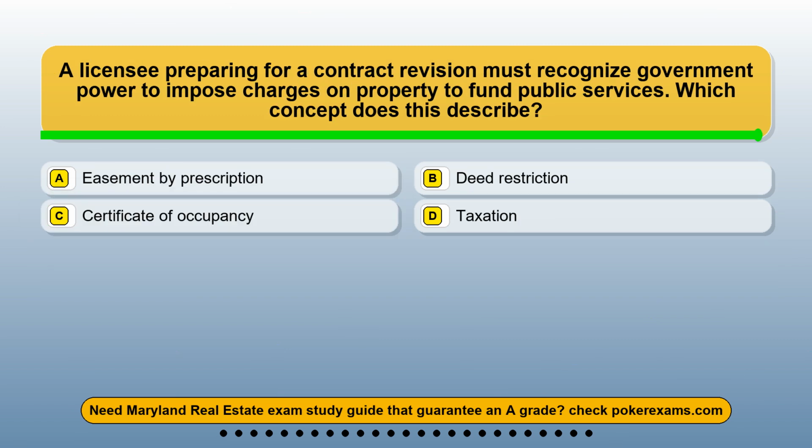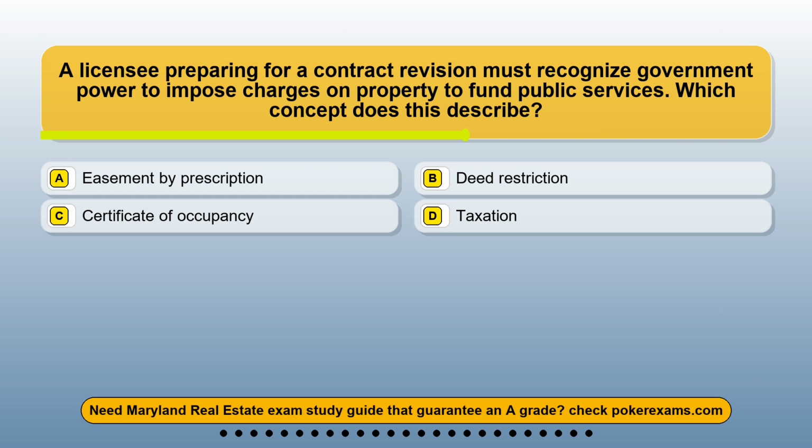Question 25. A licensee preparing for a contract revision must recognize government power to impose charges on property to fund public services. Which concept does this describe? Option A, easement by prescription. Option B, deed restriction. Option C, certificate of occupancy. Option D, taxation.